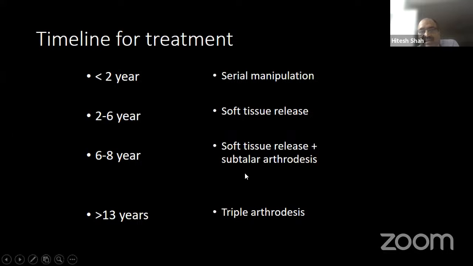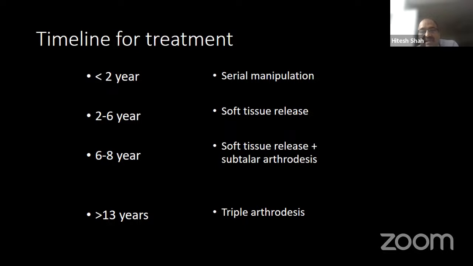An older patient can be treated with soft tissue release, by either approach: the single dorsal approach, Cincinnati approach, posterolateral approach, or a Kumar Ramsey tree approach. And even in an older patient where there is navicular arthritis, it can be done with a naviculectomy or subtalar arthrodesis. In an older patient with arthritis, it requires triple arthrodesis.